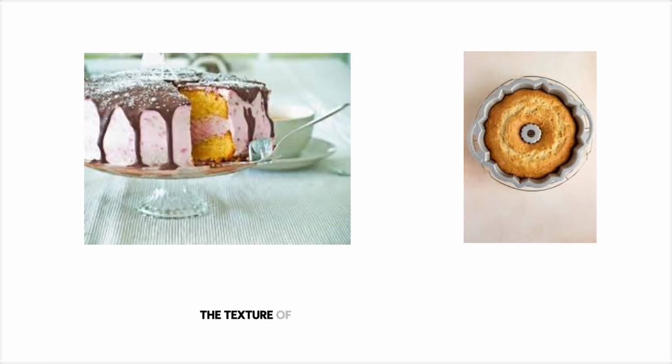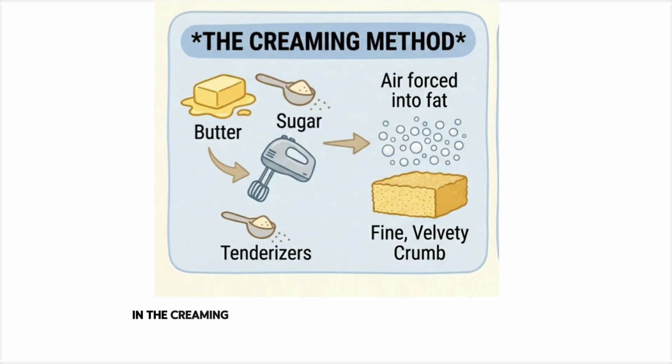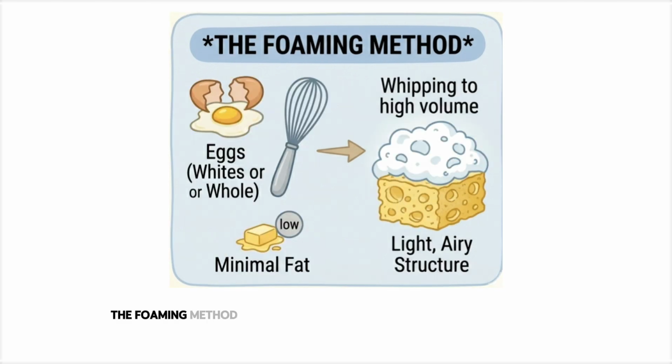The texture of a cake is largely determined by how the fats are incorporated in the creaming method. Air is mechanically forced into solid fat, resulting in a fine, velvety crumb. In contrast, the foaming method used in sponge cakes relies on whipping whole eggs or whites to a high volume, creating a light, airy structure with minimal fat.